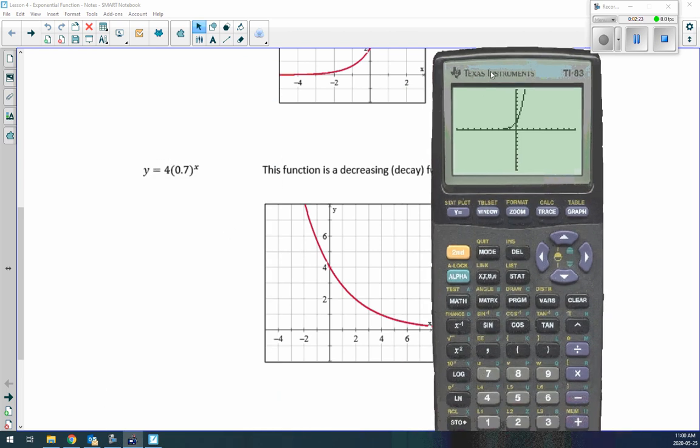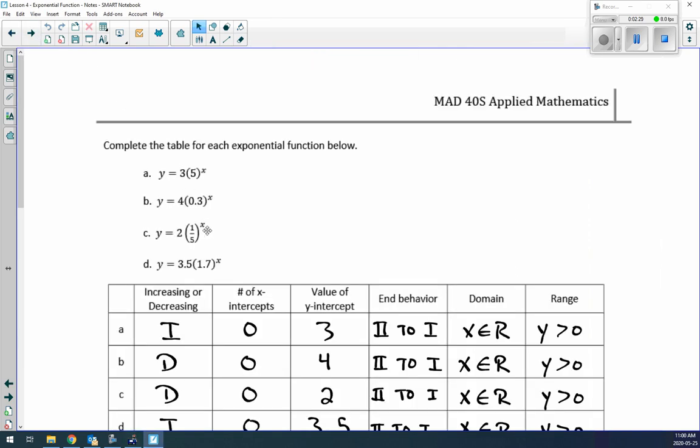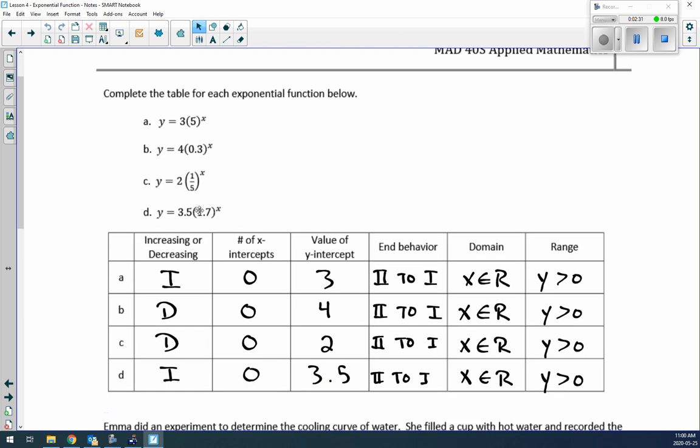Okay. So flip to the next page here, and we'll look at 4 different ones. We'll set up a little table here based on that. So what we do is we have exponential functions. So you can look right away. You can see here, that's a 5. That's going to be increasing. 0.3, that's going to be decreasing. 1/5 decreasing, and 1.7 increasing. So that's that first table here.